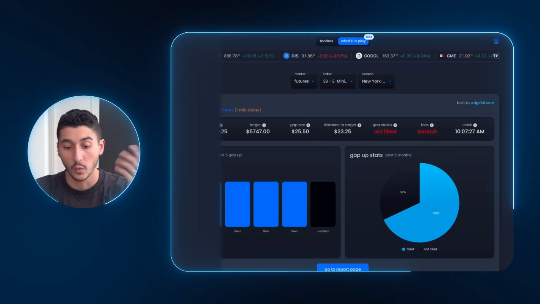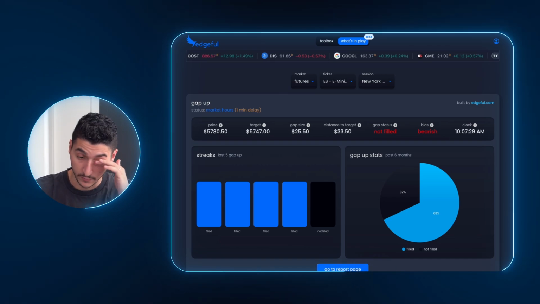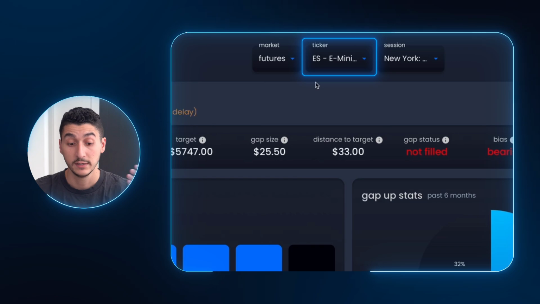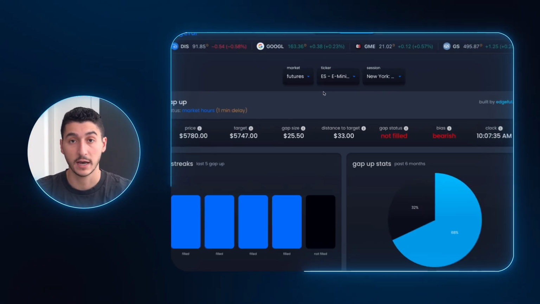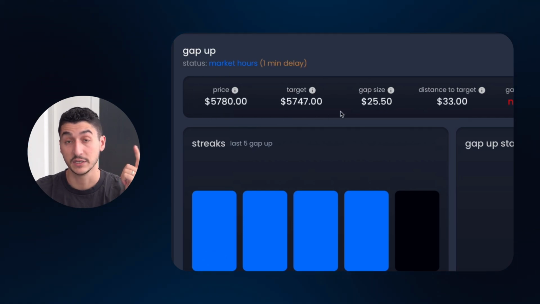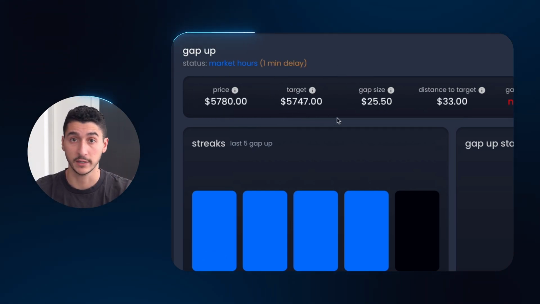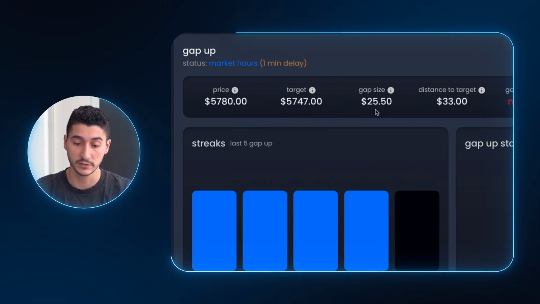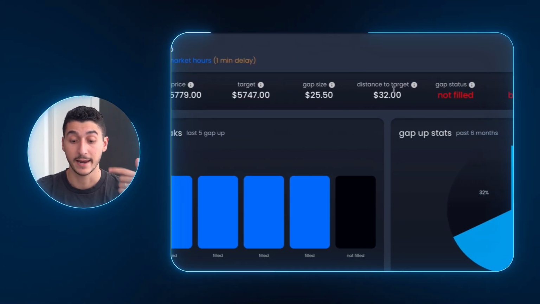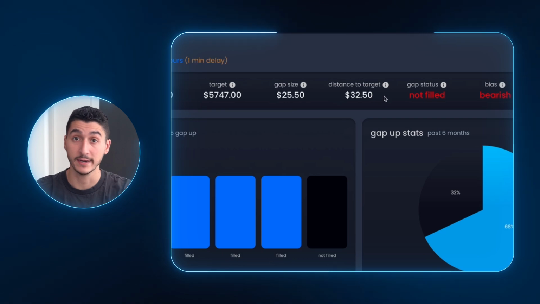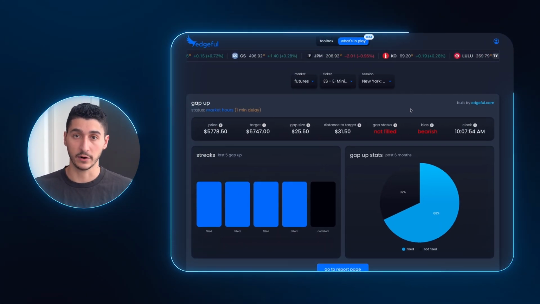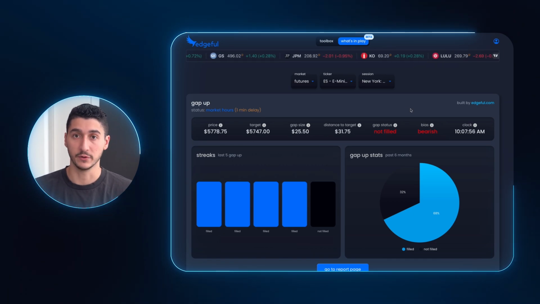And I'll just go over the gap fill right now, and what it does is it will tell you, so right now I'm looking at ES. I can see that there's a gap down here on the top left. I can see the current price. I can see my target, which is the gap fill target. That's just the previous session's closing price. I can see the size of the gap in points, and I can see how far away price is right now from that gap. So how much opportunity is there on this gap fill trade?